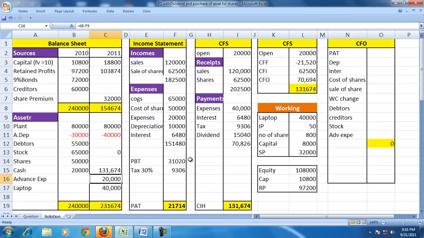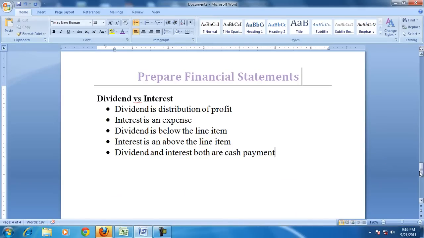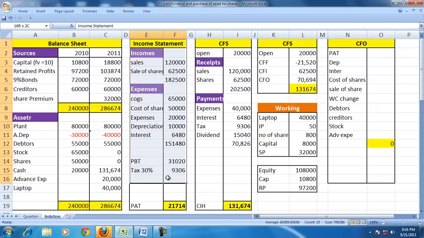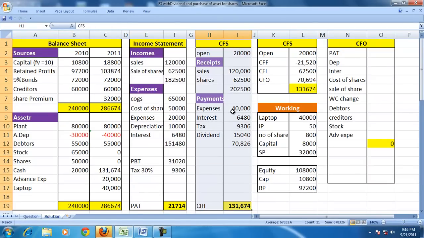Since the cash flow statement and income statement are done, there is no other transaction. So bonds remain the same, creditors remain the same, debtors remain the same, shares, we sold the shares, we forgot to reduce that, minus 50, so the balance sheet tallies. So whenever we have a set of transactions with the opening balance sheet, the closing balance sheet will depend on the transactions, and the transactions will be reflected in the income statement and cash flow statement.